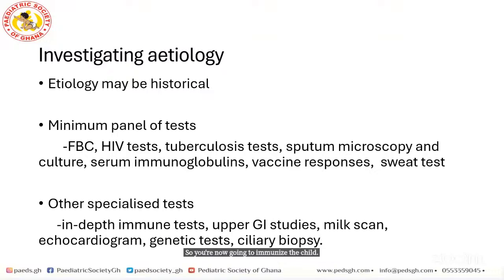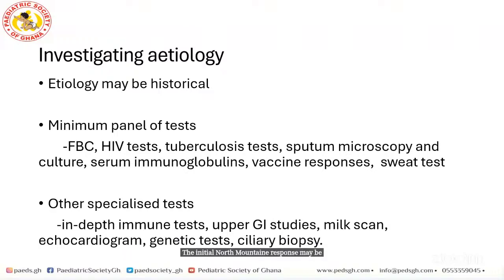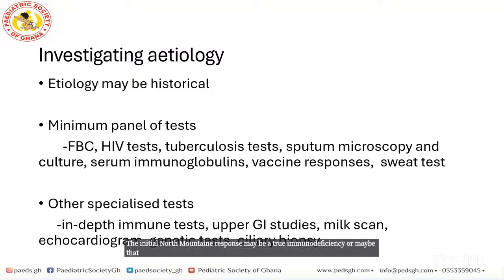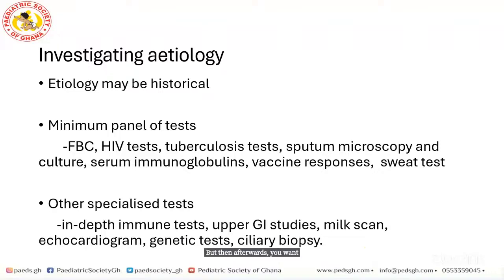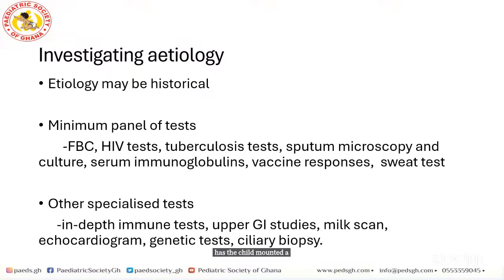And then after a month, you have to do the vaccine responses again, because you want to see whether the child has now mounted a response. The initial not mounting a response may be a true immunodeficiency, or maybe that the child did not receive the vaccine, or maybe it's a spoiled vaccine, a vaccine that wasn't kept well in the cold chain. So you will not conclude on immunodeficiency just based on the first one. Based on the first one, you want to give the child protection. But then afterwards, now you have immunized, you are sure you have immunized. Has the child mounted a response? If not, at that time, you need to be talking to the infectious diseases people.